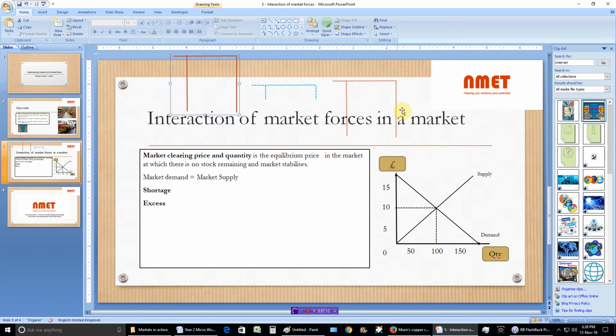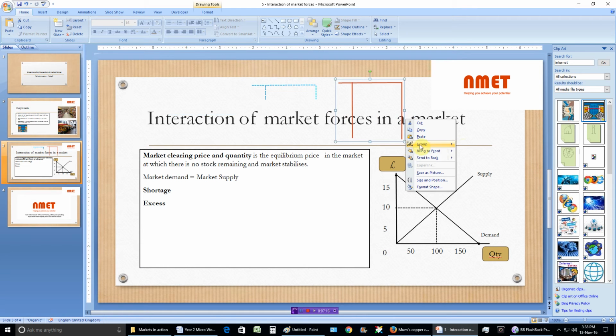If the price was increased, let's say from £10 to £15, when we have a higher price, what happens to the supply? Will it increase or decrease? As a producer, if you're getting more money, will you supply more or supply less? If you get more money, you'll supply more. So the supply over here has increased because the price has gone from £10 to £15. The supply has increased from 100 to 150.